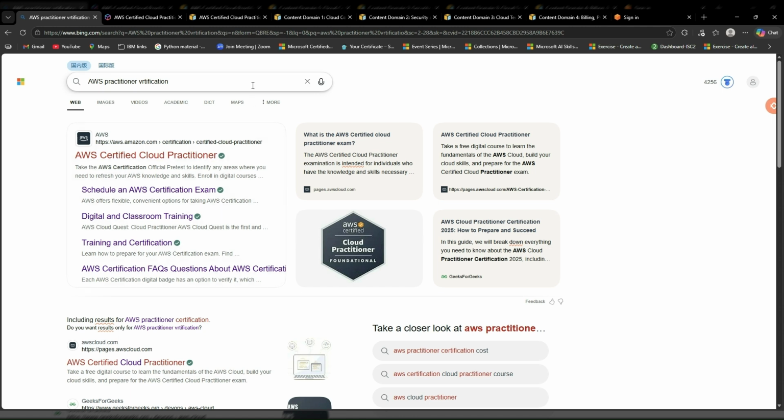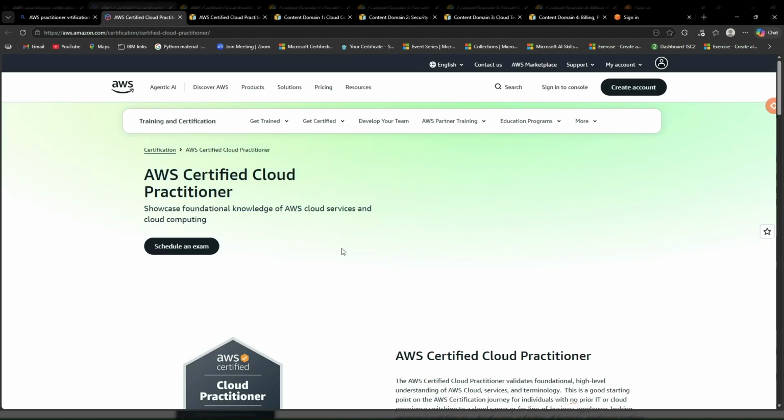So first, you can directly go to Google and type the AWS Practitioner certification, and then you can see the first link, which is the Amazon certificate. You just need to open that. You will land on this page.